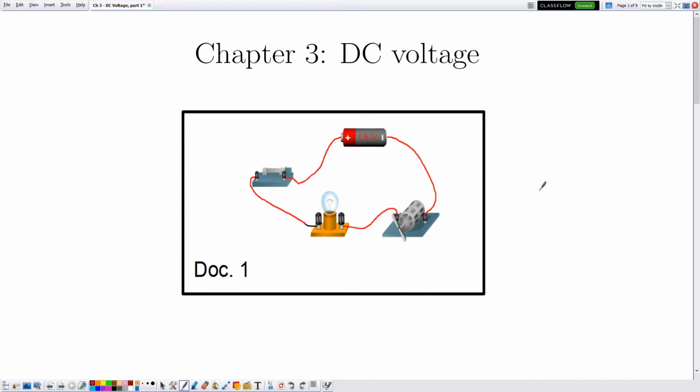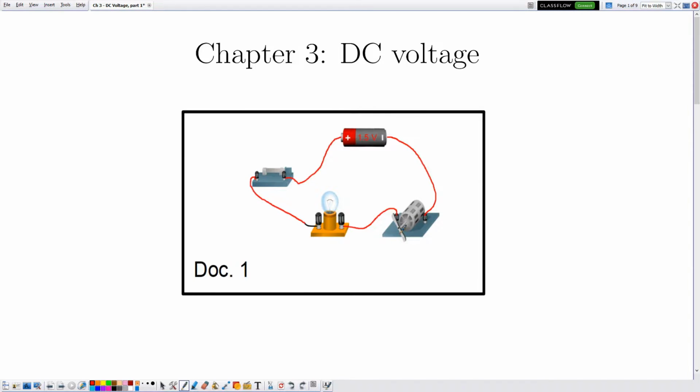Okay, hello everyone. In a new video, in this one we are going to explain part 1 of chapter 3, which is the chapter of DC voltage and the second unit of electricity. So let's start. The figure of document 1 represents an electric circuit.